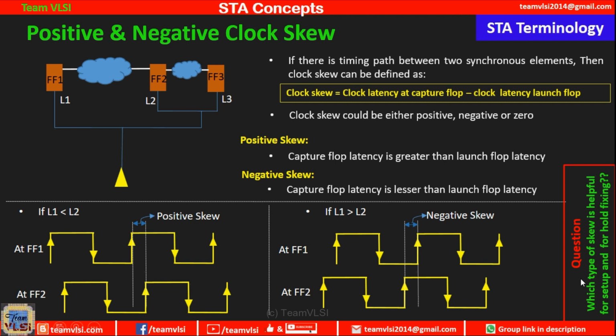I have a question here for my audience: which type of skew is helpful for fixing setup and hold? You can comment your answer in the comment section. I want to ask whether only negative skew will be helpful for setup or positive skew for setup, and the same case for hold. Which type of skew will be helpful to fix the hold, right?